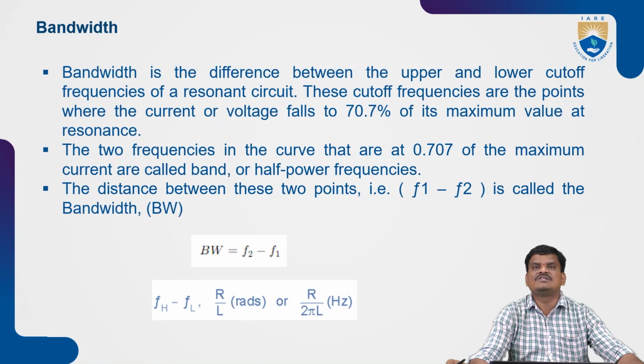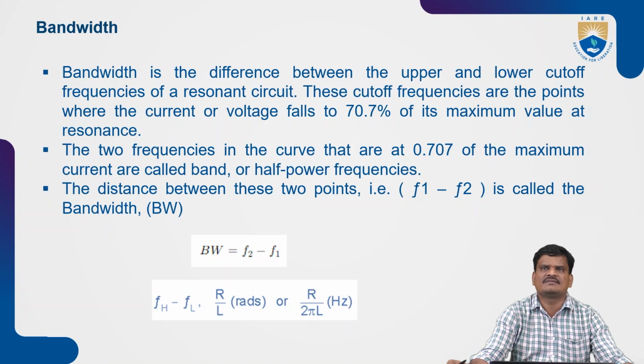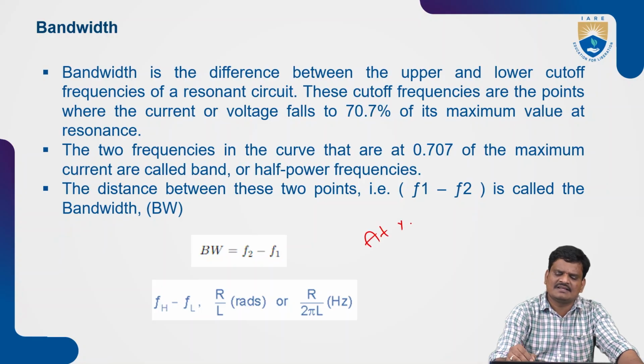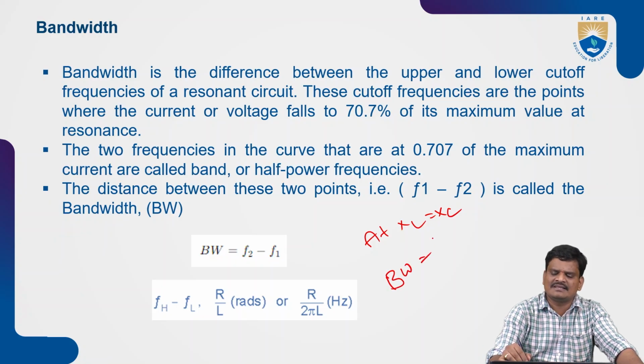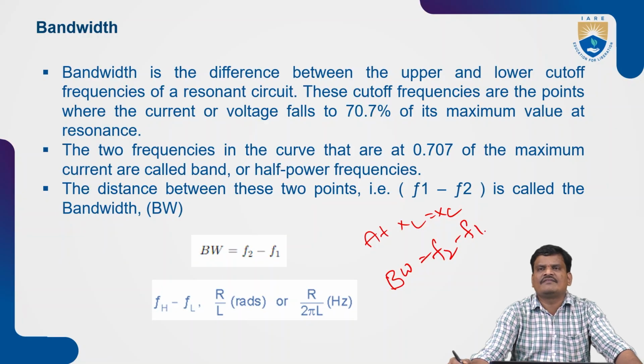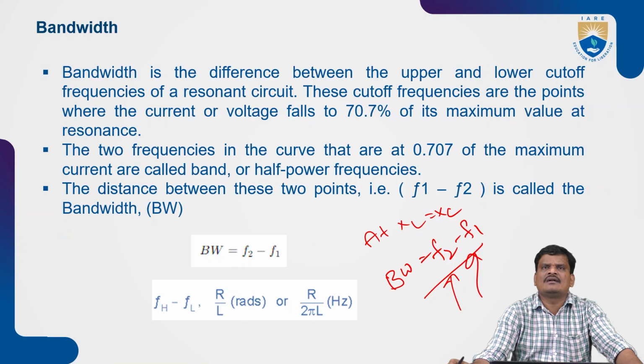There is one more parameter which is very important with respect to the concept of resonance, that is bandwidth. In general, the definition to calculate the value of a bandwidth offered for a particular circuit is considered as the difference between the upper and lower cutoff frequencies. So at resonance condition, that is XL equal to XC, the bandwidth can be considered as the difference between the upper cutoff frequency or higher cutoff frequency and lower cutoff frequency, where F2 is higher cutoff frequency and F1 is lower cutoff frequency. These cutoff frequencies are the points where the current or voltage falls to 70.7% of its maximum value.